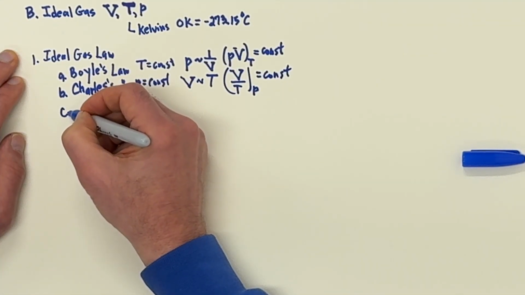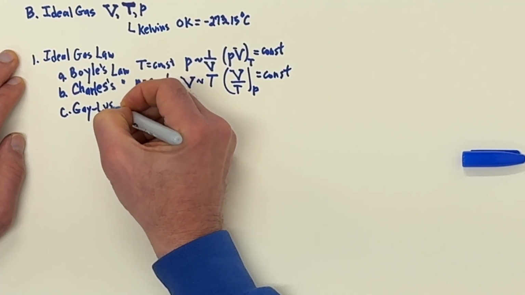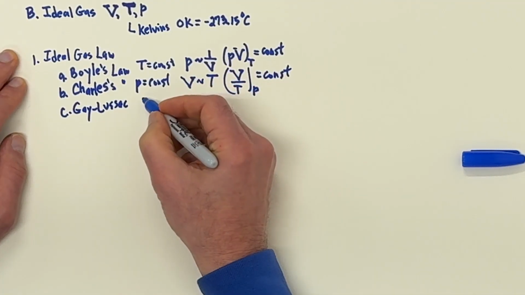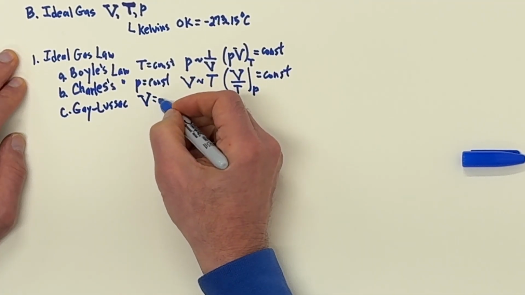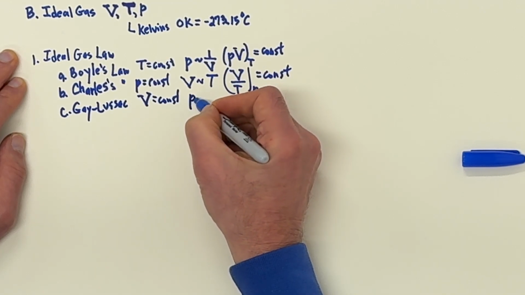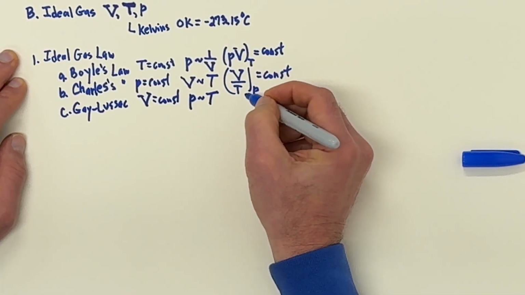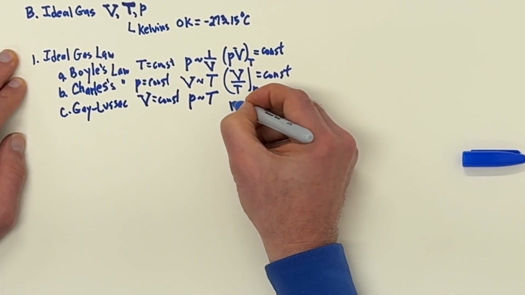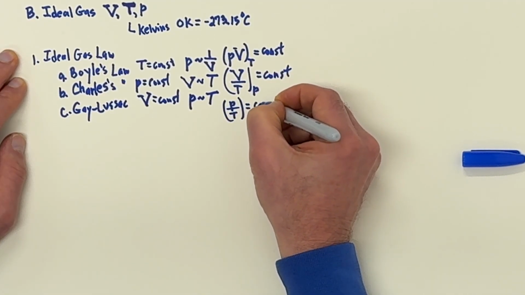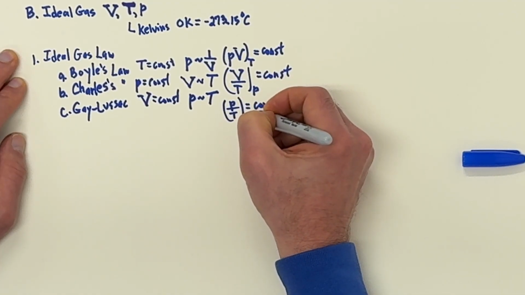Then we have Gay-Lussac, or Gay-Lussac's law. Here the volume is taken to be constant, and then we have the pressure is proportional to the temperature, which we can write here as P over T is equal to a constant, and to remind ourselves that the volume's constant, put a little V down there.